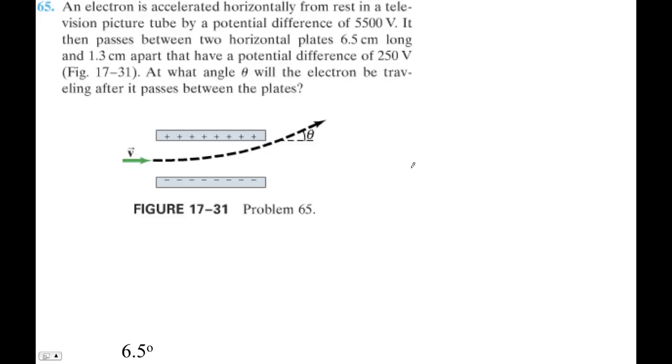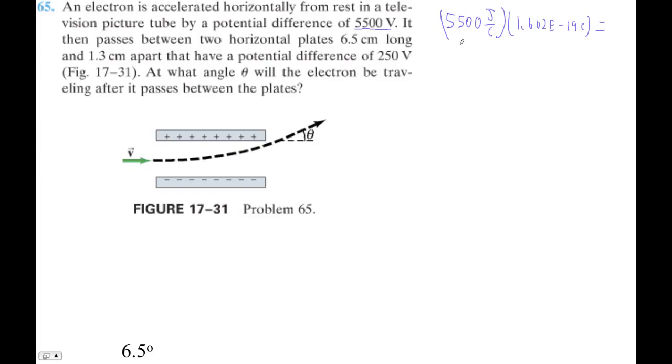All right, so this is an accelerated ion problem. First off, the electron is accelerated in a television tube through 5,500 volts. So we know that 5,500 volts is 5,500 joules per coulomb times 1.602 coulombs, that's the charge on the electron. This will give us the kinetic energy of these electrons, and from that we can figure out the velocity. So let's do that first.